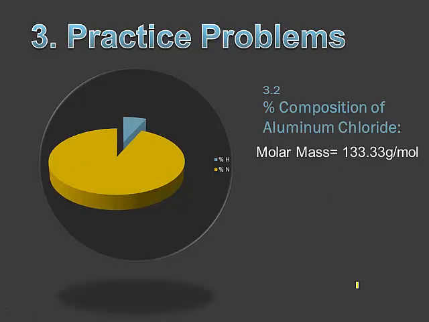Okay, next practice problem is looking at the percent composition of aluminum chloride. And unfortunately, notice this time I didn't actually give you the formula. So you need to figure out the formula of the compound first, and then calculate the percentage that comes from aluminum and the percentage that comes from chloride.